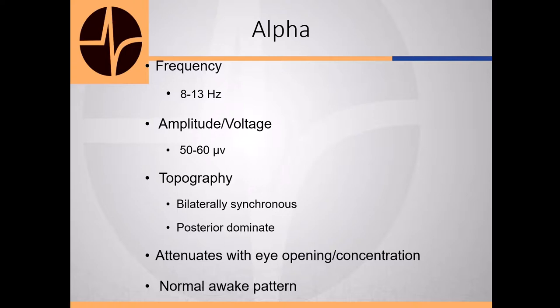Background activity and alpha are not synonymous. Their background activity was 7 hertz, but that falls in the theta range. So do not use alpha and background activity as synonyms. It's just that the normal awake adult EEG, their background activity falls within the alpha frequency.